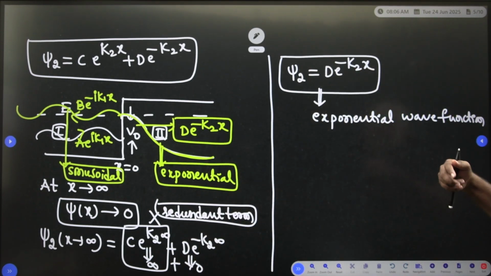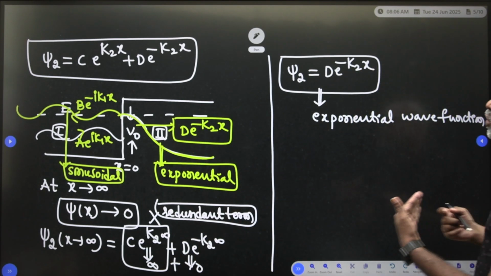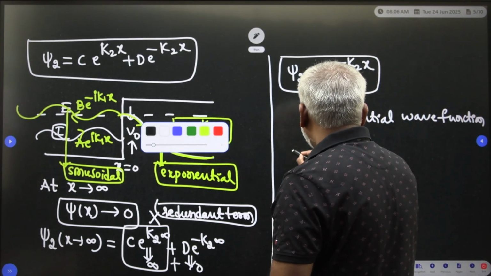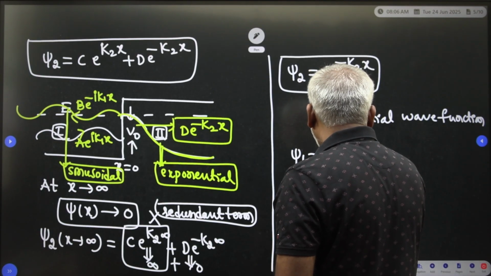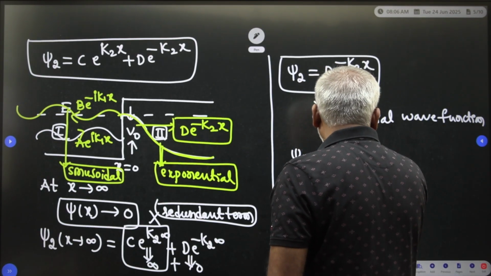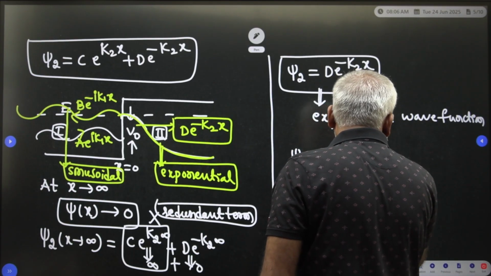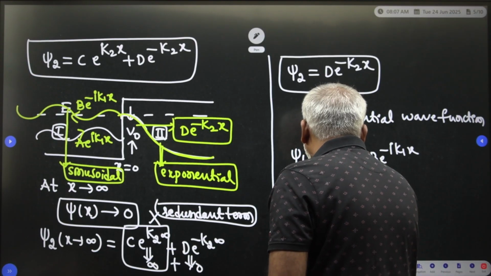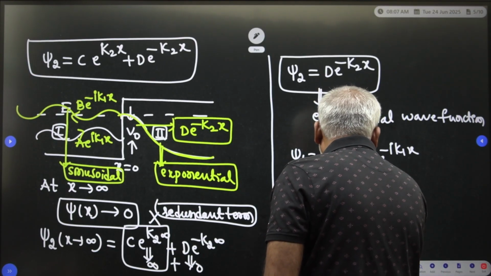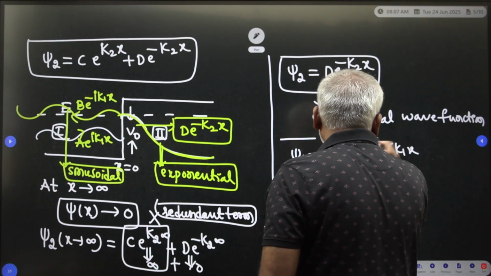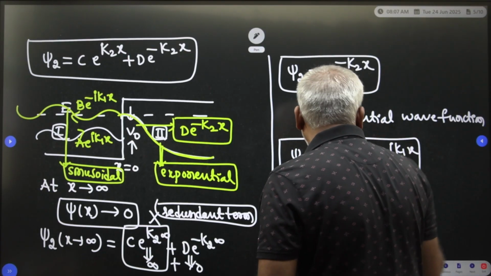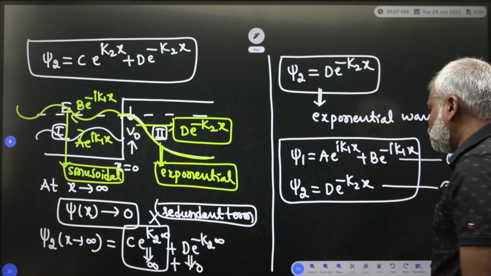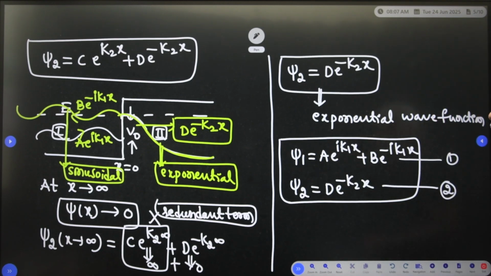Now we need to apply the boundary conditions. We have to get the two expressions. ψ1 is equal to A e to the power of i k1x plus B e to the power of minus i k1x, and ψ2 is equal to D e to the power of minus k2x. These are the two expressions we are going to get. This is equation number 1 and this one is equation number 2.